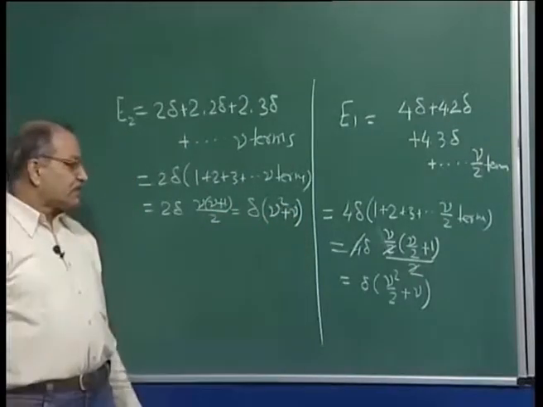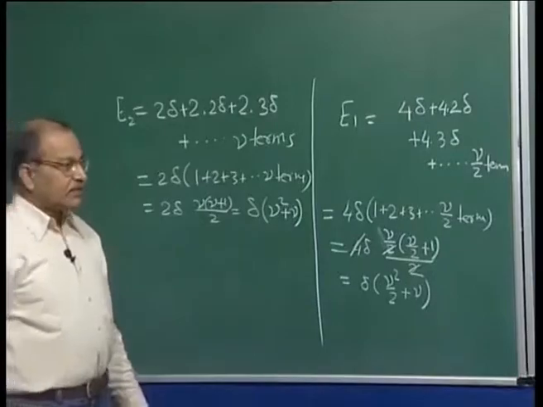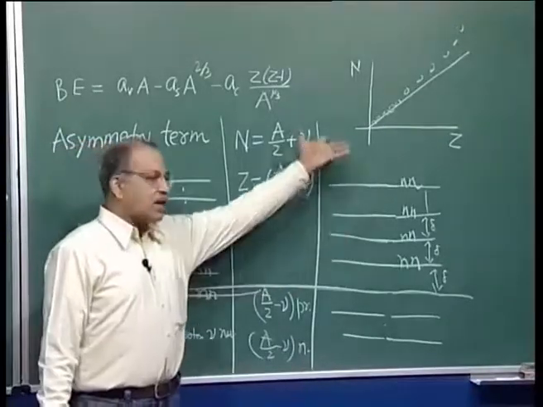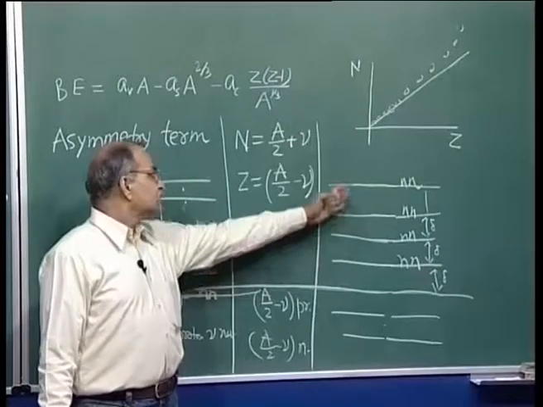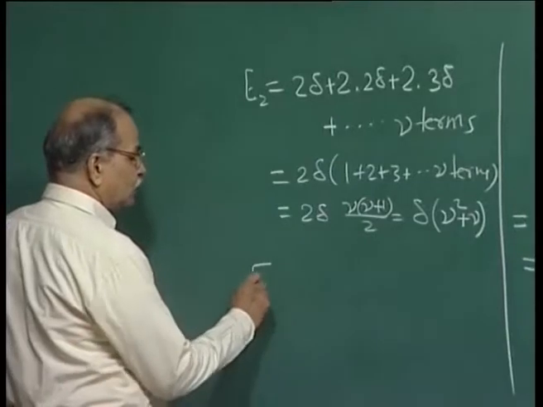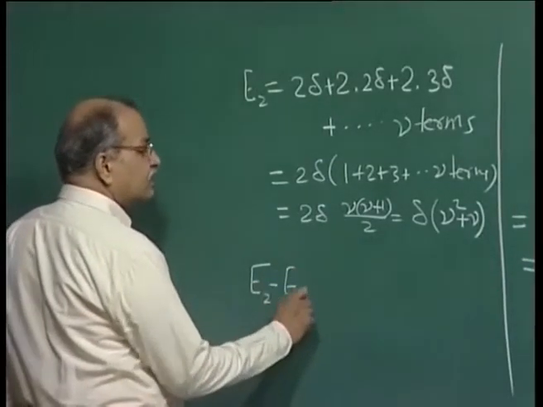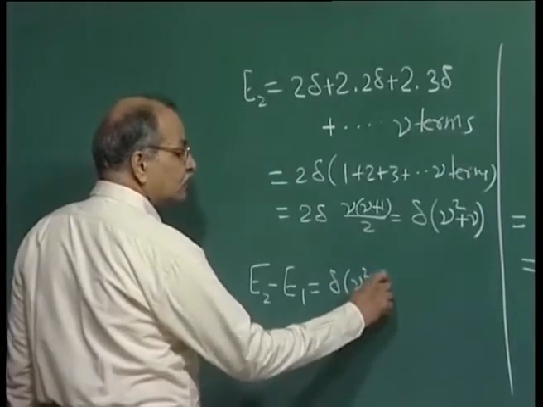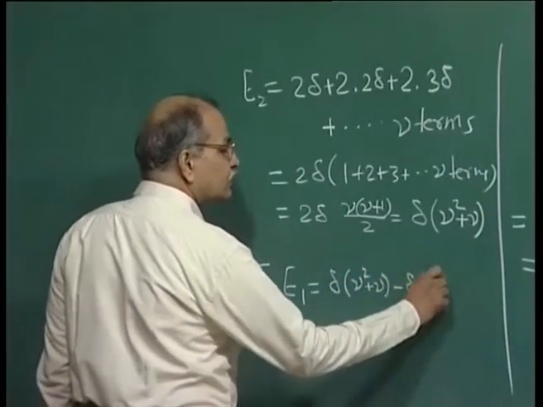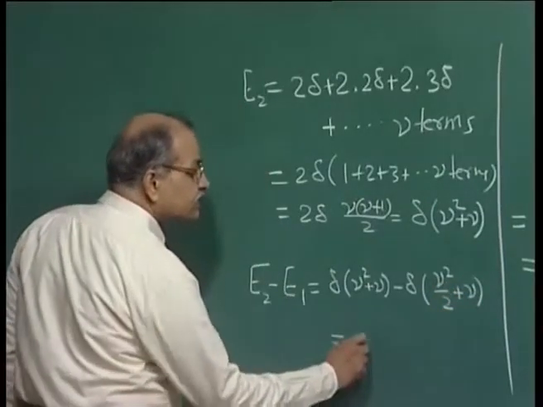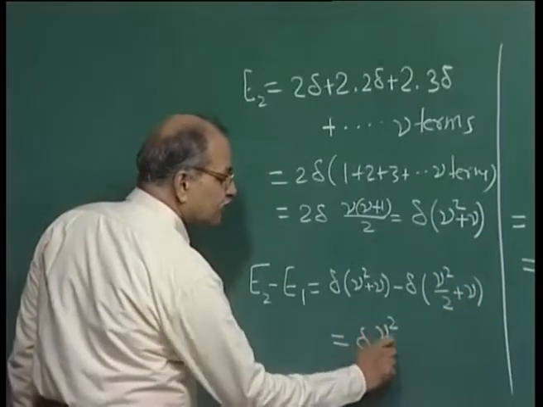So, what is the difference? How much is the difference? Obviously, this is larger than this, correct? You are filling up higher states. So, this is larger. So, E2 minus E1. What is E2 minus E1? E2 minus E1 is equal to delta times nu square plus nu minus delta times nu square by 2 plus nu, and that is delta nu square by 2.